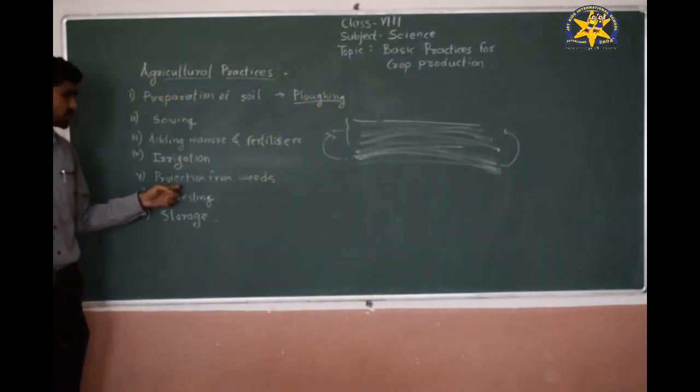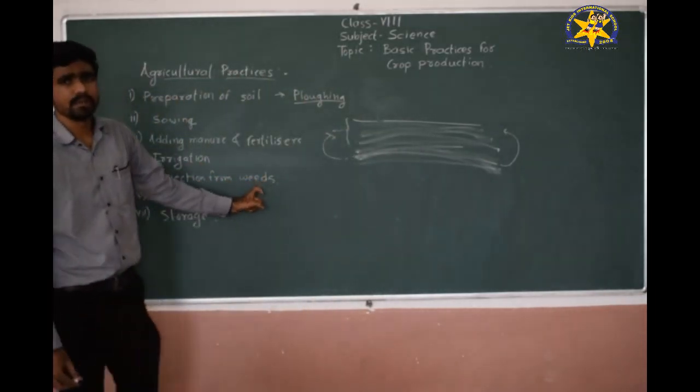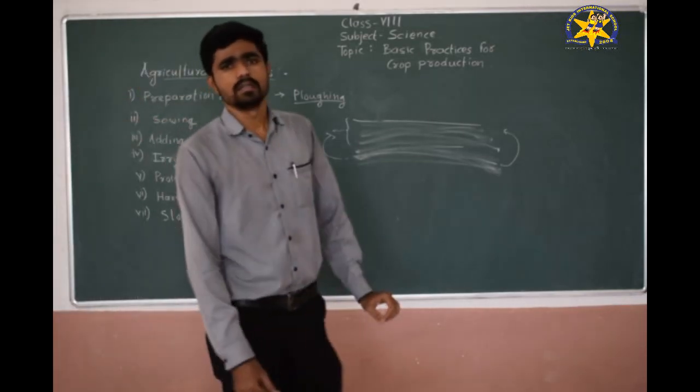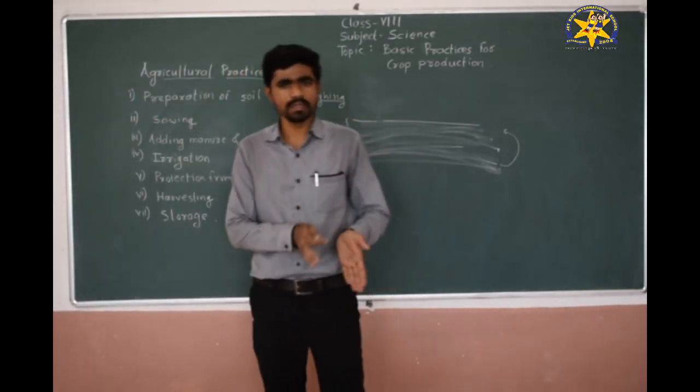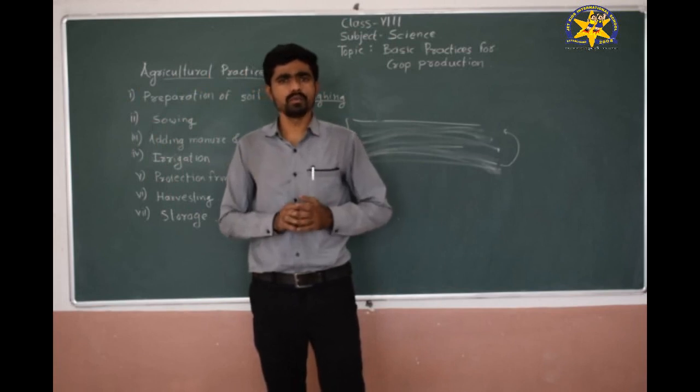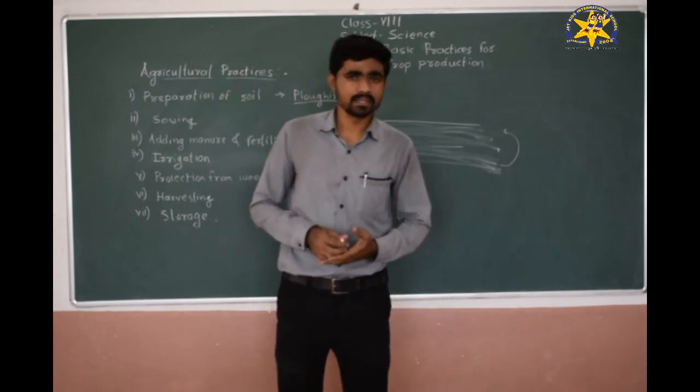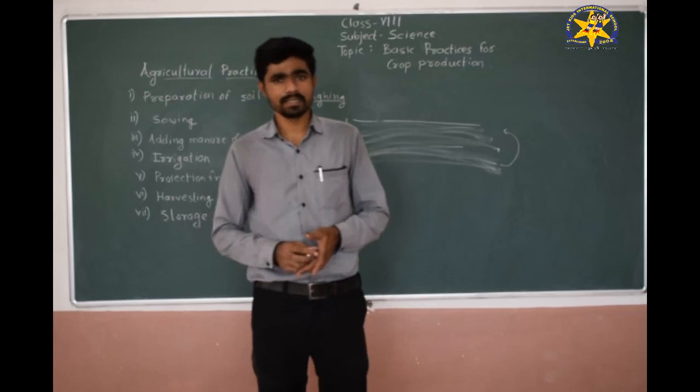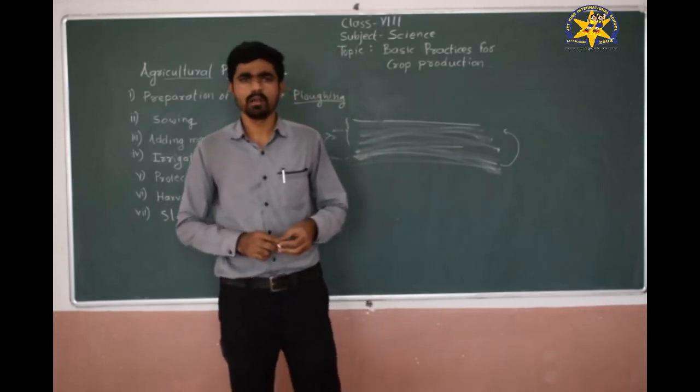Then comes protection from weeds. What are weeds? Weeds are unwanted plants that grow along with the food crop. One of the famous examples of weed is carrot grass, which we call Ganjar Gavat. Carrot grass.